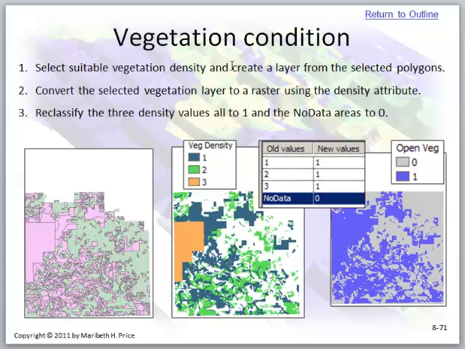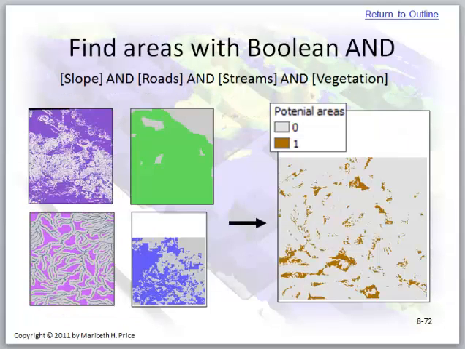Vegetation. Select suitable vegetation density and create a layer from the selected polygons. Convert the selected vegetation layer to a raster using the density attribute. Reclassify the 3 density values all to 1 and the no data areas to 0. And we have a 0 and a 1. Find areas with Boolean slope and roads and streams and vegetation, and we end up with the 1s and the 0s, and these are our potential areas.